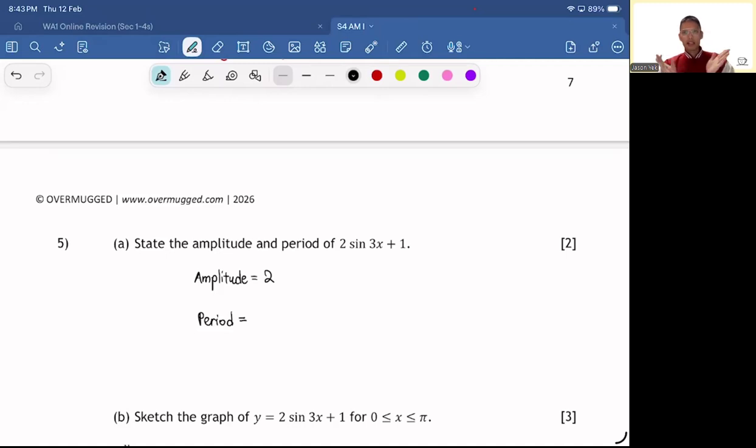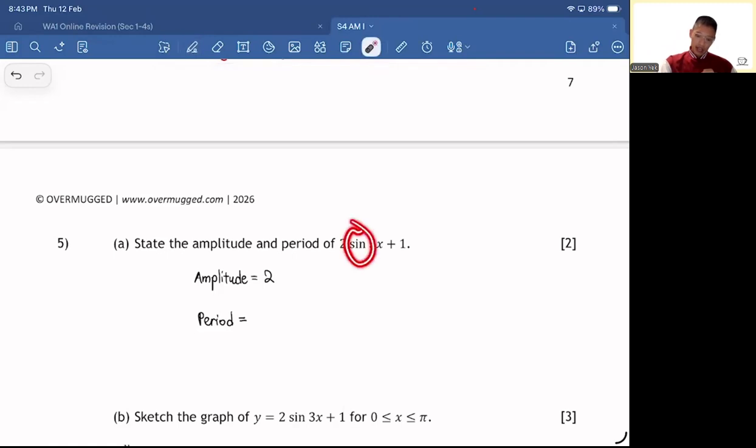Okay. Now I'm going to display the answer. Final answer is sine. What's the original period? 360, right? What's the constant here? 3. So 360 divided by 3.